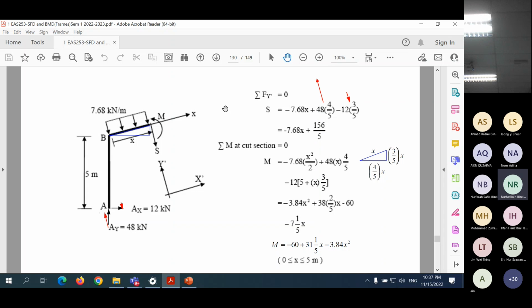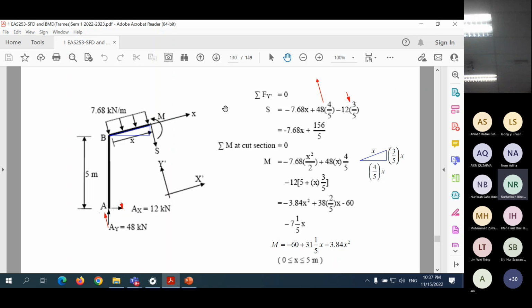So 48, you look at that 48 there. 48 is this force. The moment at the cut section here will be, you need to get the perpendicular distance, which is this horizontal distance. That's why 48 multiplied with x multiplied with 4 over 5. 48 multiplied with this distance.